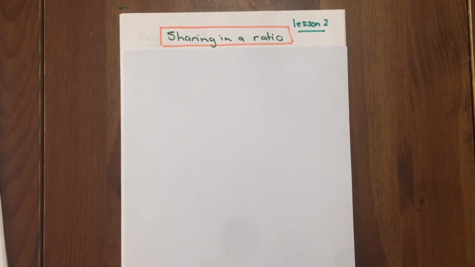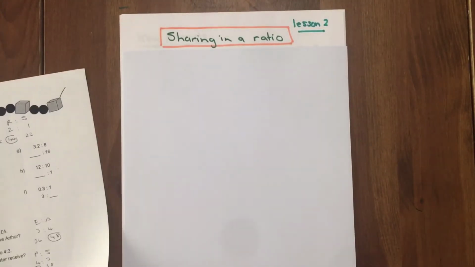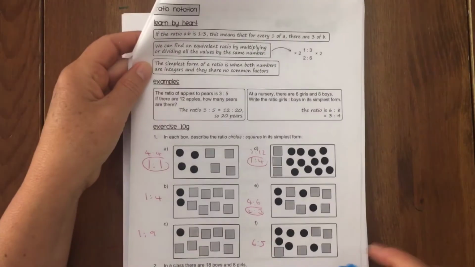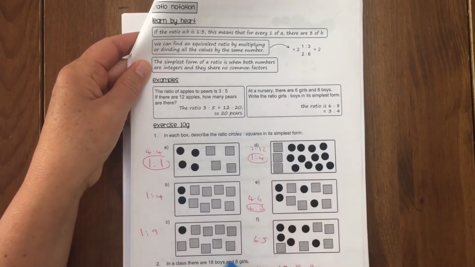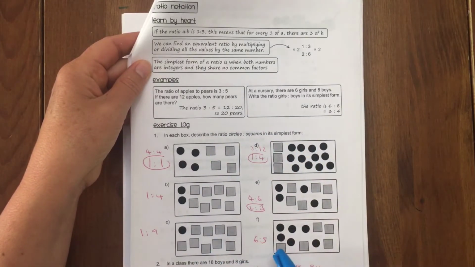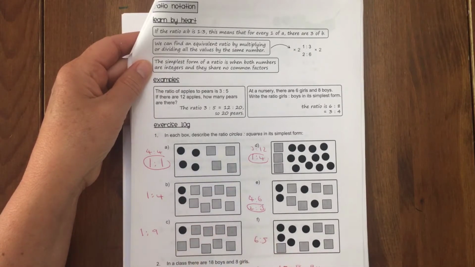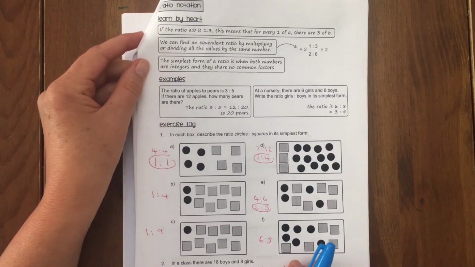Thank you for all your lovely work on the first ratio lesson, which you did exercise 10G. Some of you got a bit confused with this work here on getting the ratio of circles to squares in the simplest form. And I asked a lot of you to go back and look at the answers.